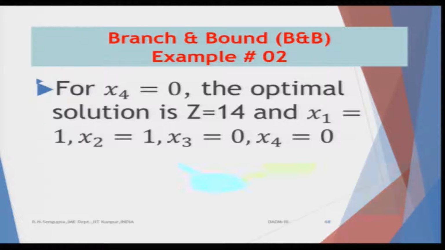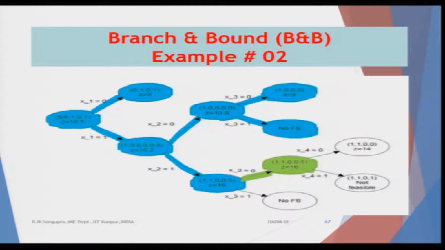For x equal to 4, by the way, x1, x2, x3 are 1, 1, 0 and x4 is 0.5. So, it can be 0 and 1. So, basically again I branch out this branch, which I am going to highlight in the next slide. So, x4 becomes 0, x4 becomes 1.